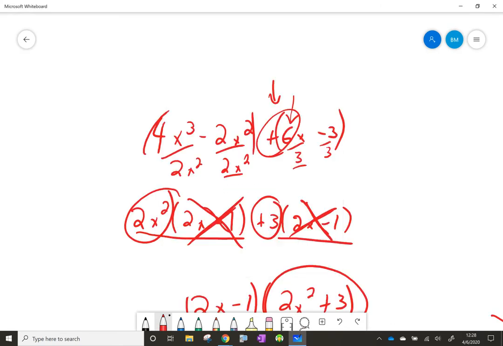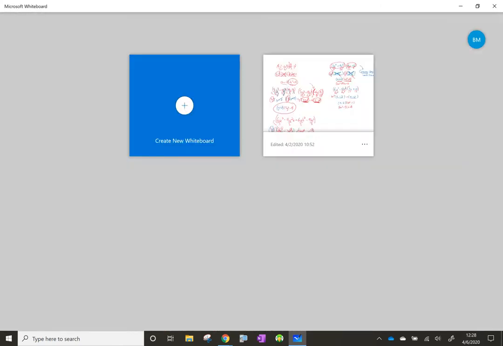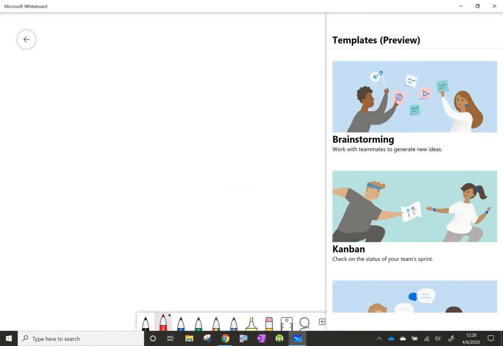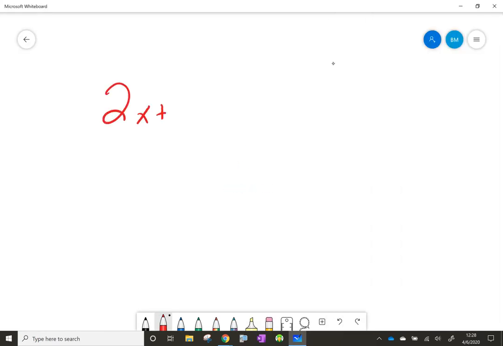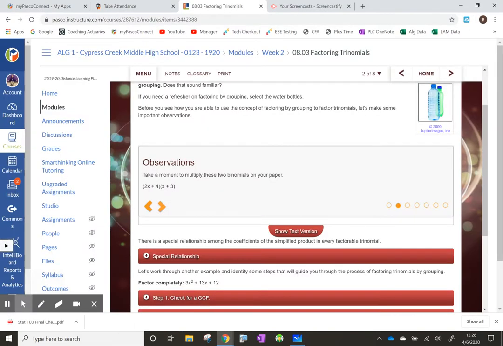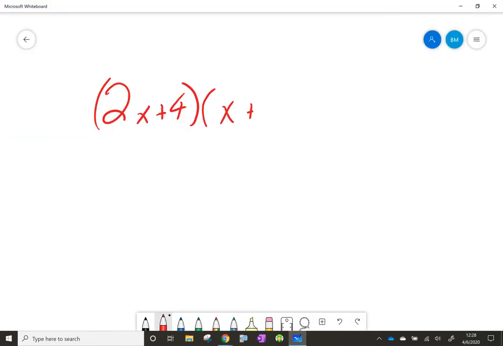Let's make a new one. All right, so we have 2x plus 4. And what was the other one? The other one we had was x plus 3. So 2x plus 4 times x plus 3.